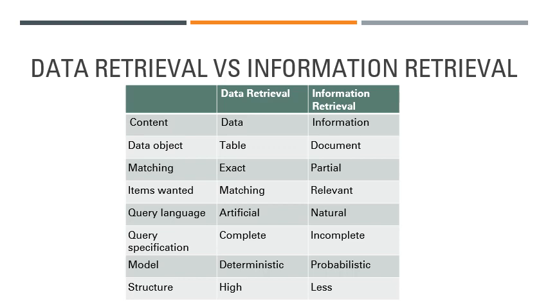Maybe you want to search for the best books about information retrieval. Maybe you want to search for anything in Google search, or in another search engine. The query specification in data retrieval is complete, so there should be what the table is, what the condition is, and so on. But in information retrieval, it can be incomplete. The model is deterministic in data retrieval, and in information retrieval it will be probabilistic. And the structure in data retrieval is high, and the structure in information retrieval is less. That's the comparison between data retrieval and information retrieval.